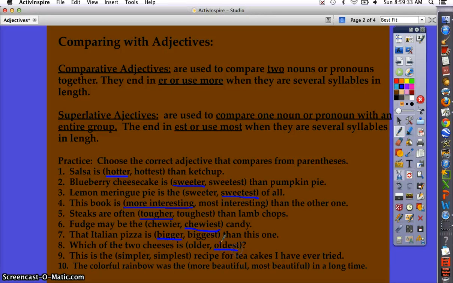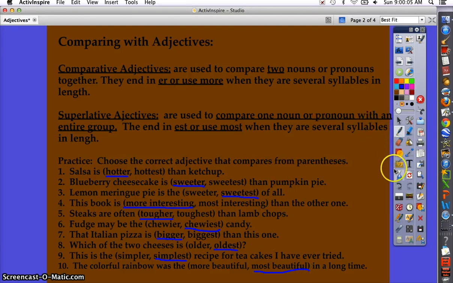Oldest fits best in number eight, comparing the two cheeses this time. Number nine, this is the simplest recipe for tea cakes I have ever tried. Simplest would be the best answer that time, comparing one recipe to all the recipes tried in all time for that person. And 10, the colorful rainbow was the most beautiful in a long time. Most beautiful would be best for number 10.